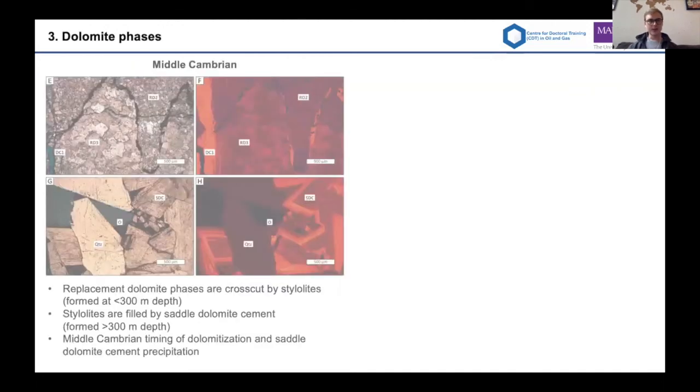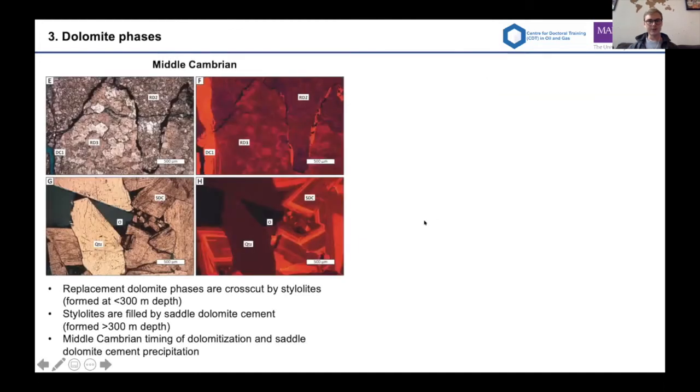So first of all, we have dolomite phases in the Middle Cambrian, which are replacement dolomite phases, numerous phases here, that are cross-cut by stylolites, which would indicate they formed at less than around 300 meters depth. We also have saddle dolomite cement present, and also authigenic quartz. Both of these phases cross-cut stylolites, which indicates that they formed at greater than 300 meters depth. All this means is that there was a Middle Cambrian timing of dolomitization and saddle dolomite cement precipitation.